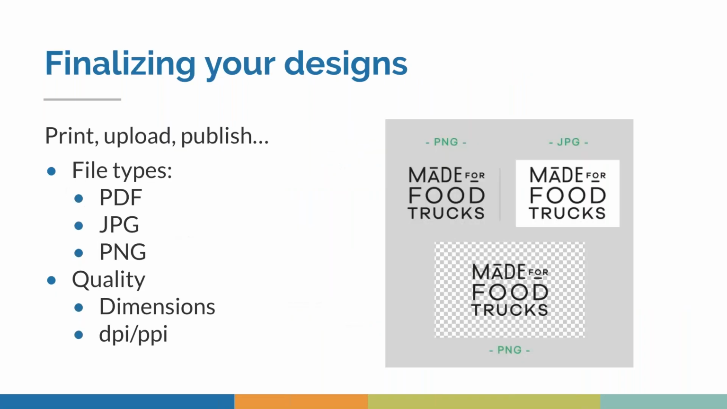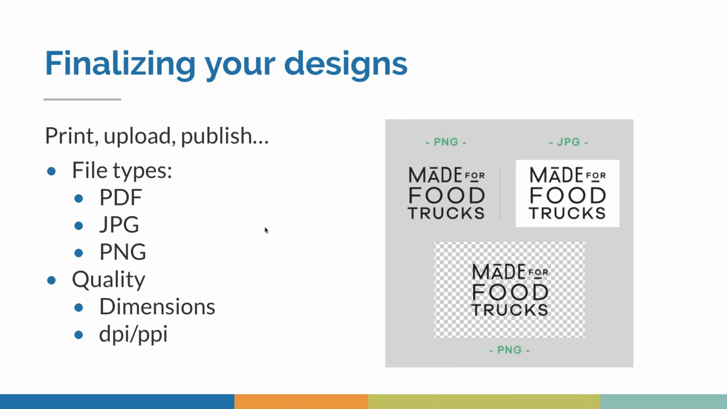And then finalizing your designs. We talked a little bit about this in Canva, but just wanted to go over it again. So printing, uploading, publishing, wherever you're putting this out into the world, make sure you've got the right file type. As I said before, PDF, that's good for multiple pages. It's not good for uploading on Instagram or Facebook. JPEG is a good file type for images. As you can see over here, it's going to have that white background. It's not going to have a transparent background like the PNG could potentially have.